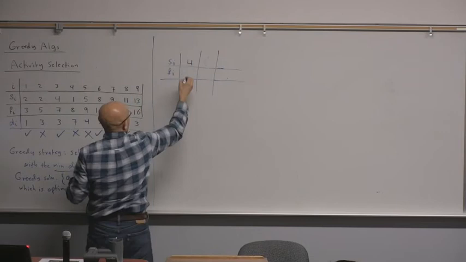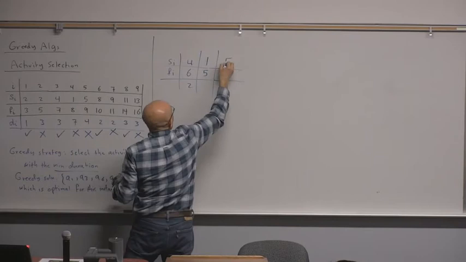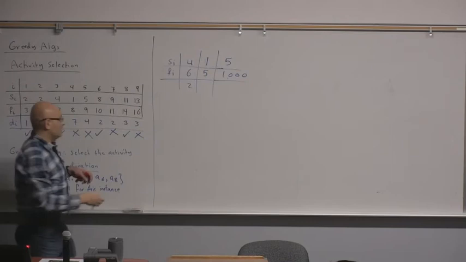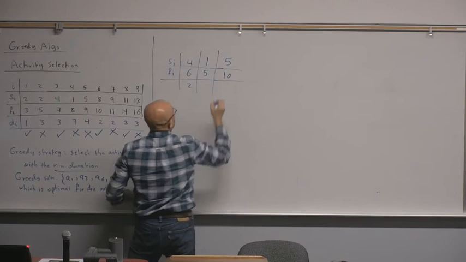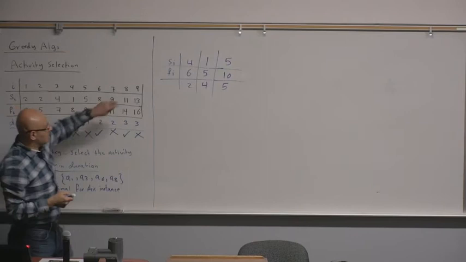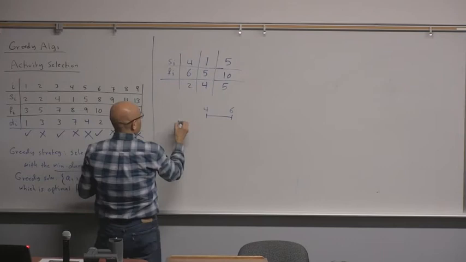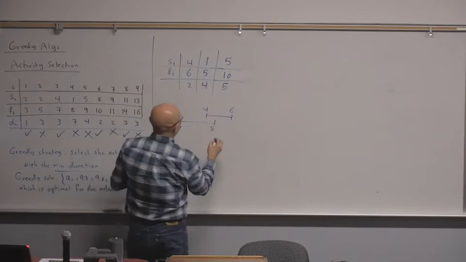Then this conflicts with 1 to 5 and 5 to 10, with 5 standing in for a large number. So now this has a duration of 2, and this has a duration of 4, this has a duration of 5. If you pick the minimum duration, this will not be a good choice because this is in the middle and it conflicts with 1 to 5 and with 5 to 10. So this is 4 to 6, this is 1 to 5, and this is 5 to 10.